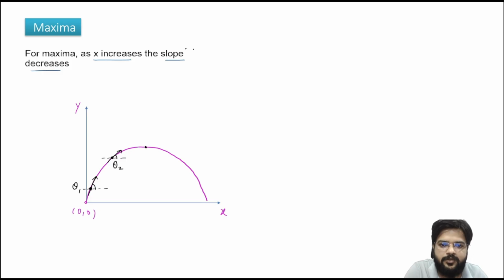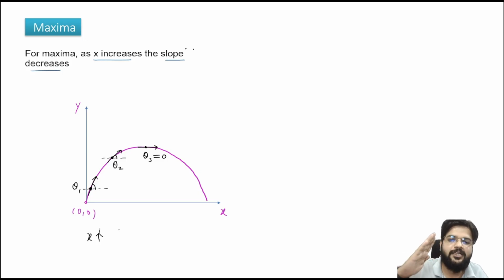Now look at this point, draw one tangent, and this is theta 3. You can see here that theta 3 is 0, everyone, because now the tangent is parallel to the horizontal axis. So theta 3 is 0 here. If you are moving in this x direction, meaning x is increasing, what is happening with the slope? You can see that the slope is continuously decreasing because the tangent is rotating in the clockwise direction. So if x is increasing, then the slope is decreasing.